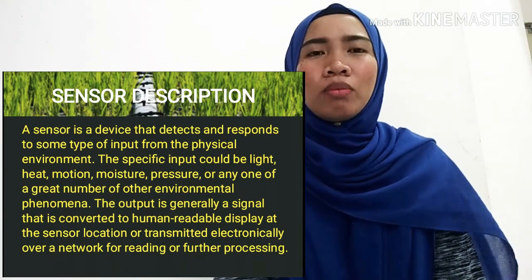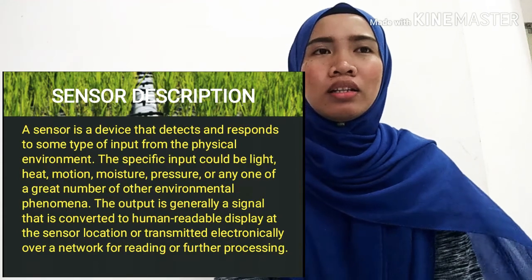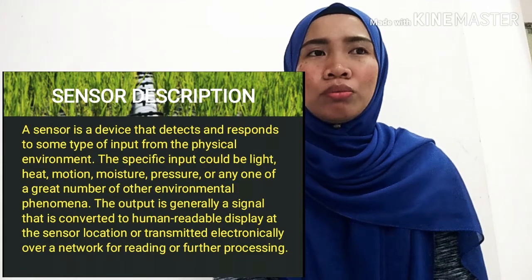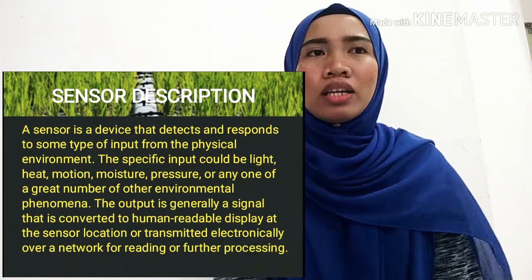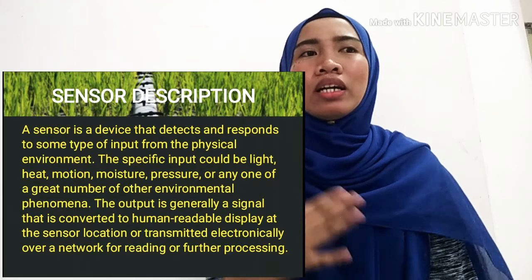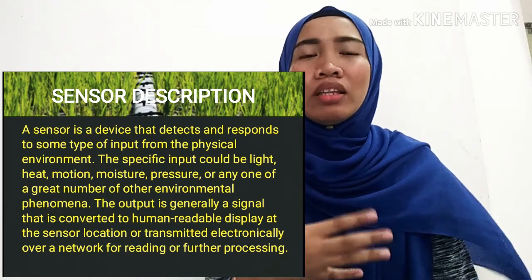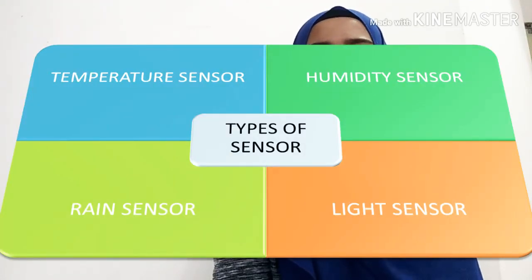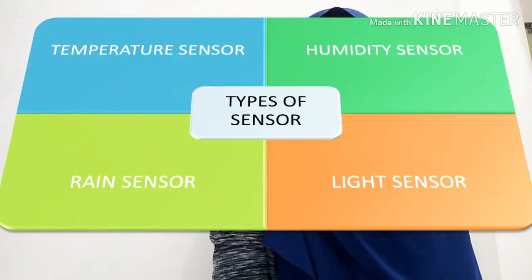Furthermore, the output is usually a signal that is converted to a human readable display at the sensor location, or it will be transmitted electronically over a network for reading or further processing. In this proposed irrigation system, the components that may be included in the sensor are: the first one is temperature sensor, the second one is humidity sensor, the third one is rain sensor, and the fourth one is light sensor.